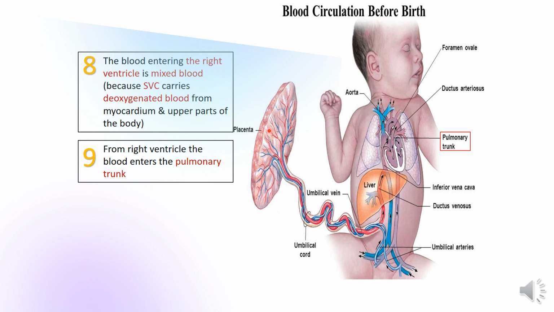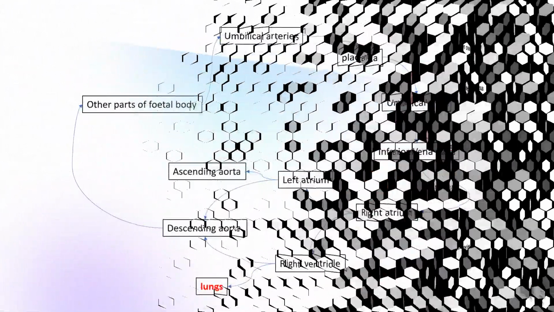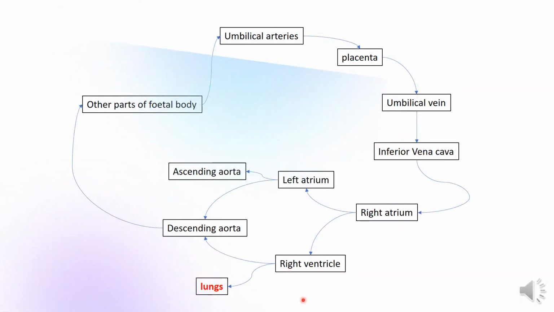The blood entering the right ventricle, remember, is a mixed type of blood, because the SVC carries deoxygenated blood from the upper part of the body. From the right ventricle, the blood will enter the pulmonary trunk.